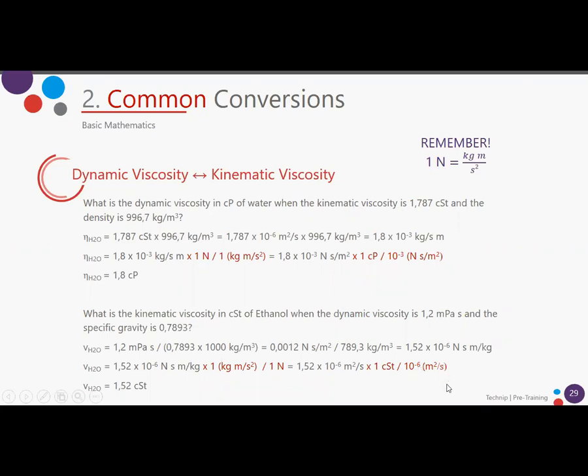And then we will arrive at our solution that the kinematic viscosity of ethanol is... Yeah, okay, here I have to update. It's not water here, but ethanol. So the kinematic viscosity is 1.52 centistokes.